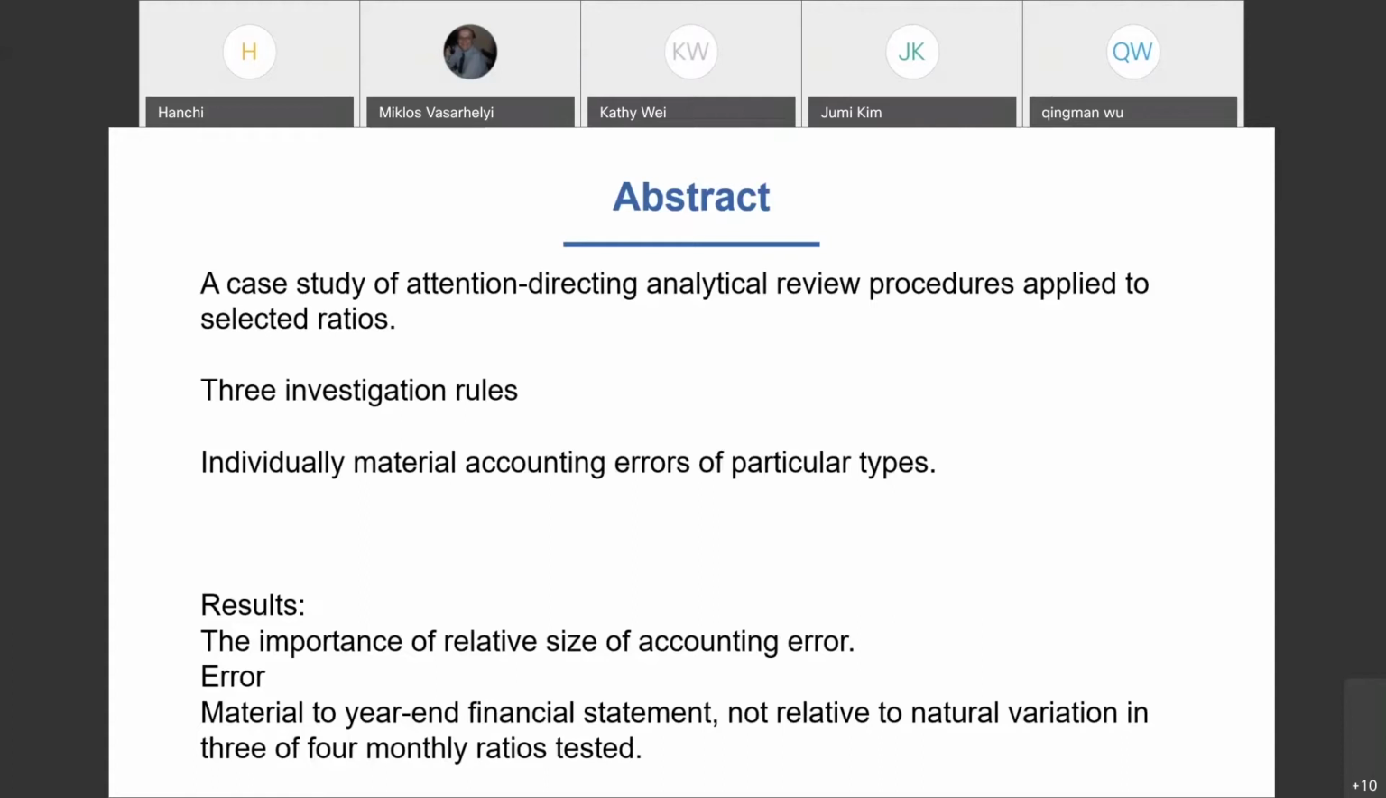After they do the test, they find the result that it's very important to know the relative size of the accounting error. They find that an error that is material to year-end financial statements may not be relative to natural variation in 3 or 4 monthly ratios tested, which is row 1 method, the traditional method.